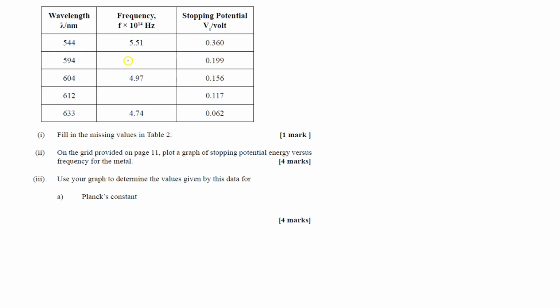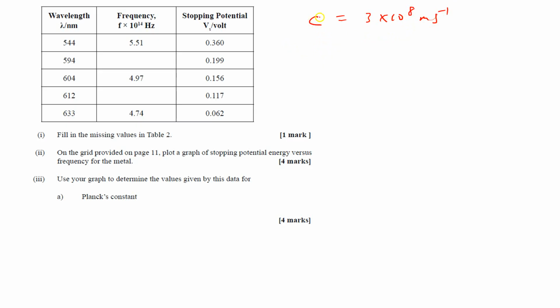So what they want here is to find the frequency, because we're dealing with light, ladies and gentlemen. The speed of light, as we can imagine, is 3 times 10 to the 8 meters per second. See?